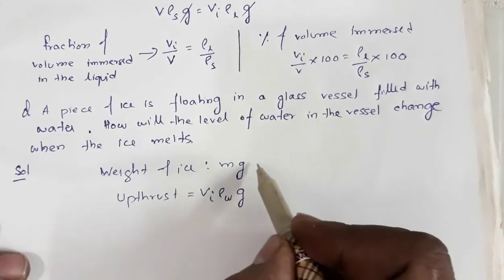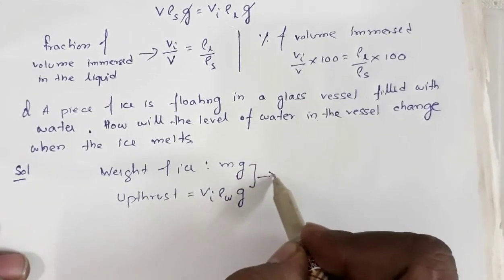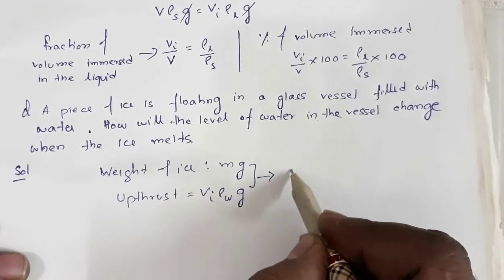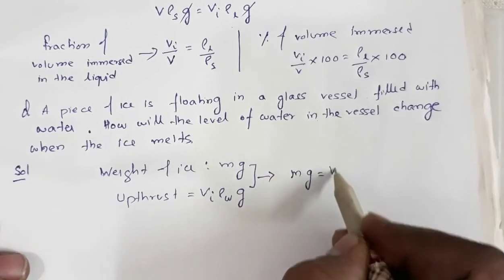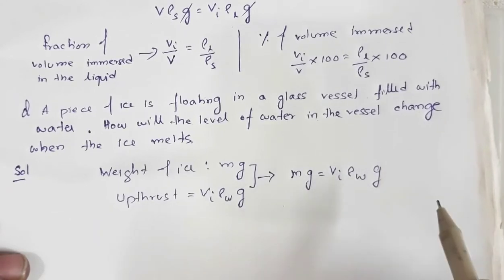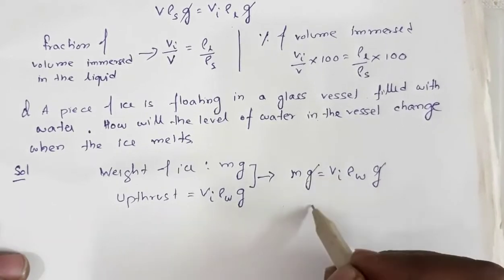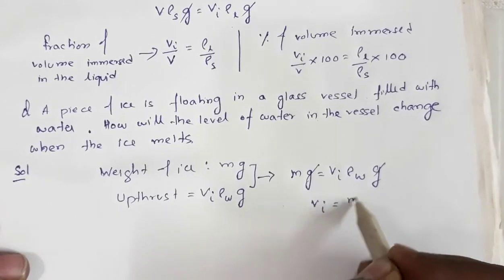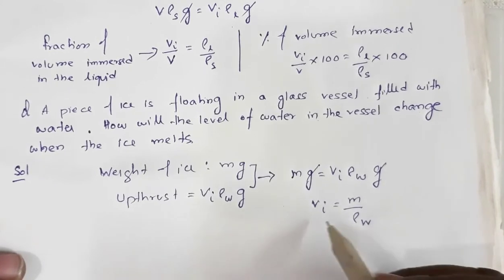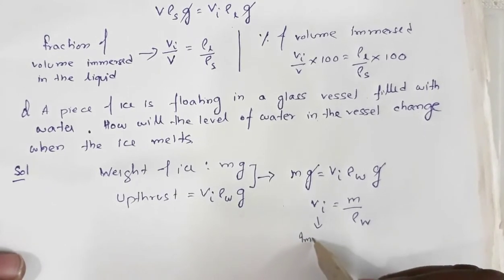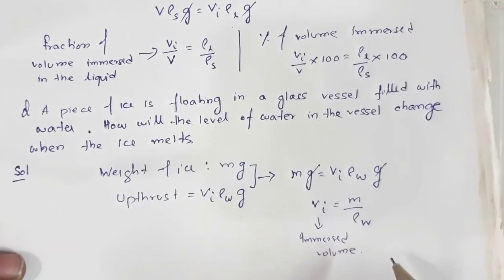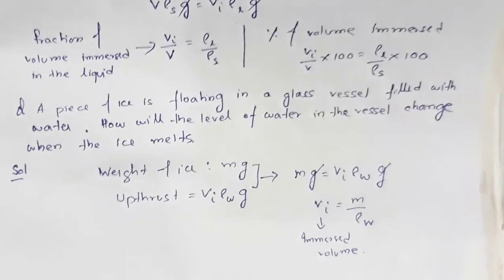Now, since the ice is floating in water, the weight of ice must be equal to the upthrust. So we have mg is equal to Vi, the immersed volume, times density of water times g. So from this, g cancels out. So we have Vi is equal to m by rho W, the density of water. Now this is the immersed volume.